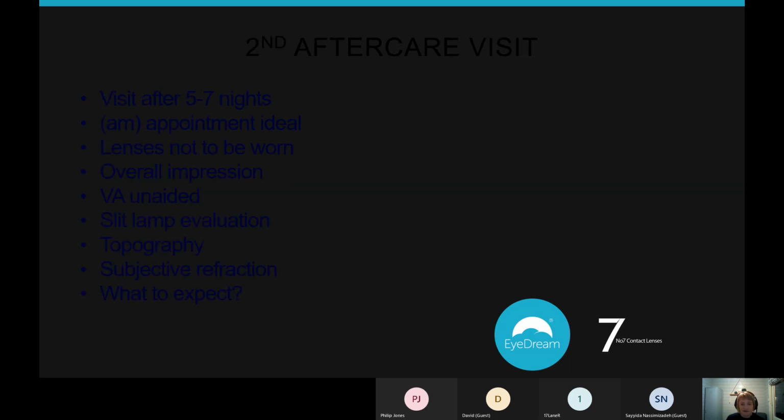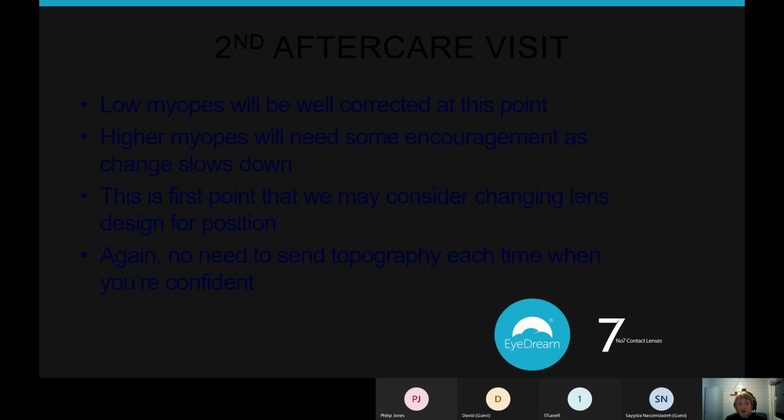Your second aftercare visit is going to be at about 5 to 7 nights, and ideally again in the morning. Again, all the same things as you did before. In terms of refractive change, your low myopes will be well corrected, but your higher myopes might not yet have achieved full correction, and they're going to need some encouragement because the change slows down. You don't get big jumps of 2 diopters after the first night. It's just a gradual change towards full correction.